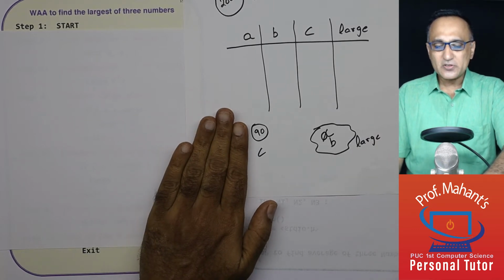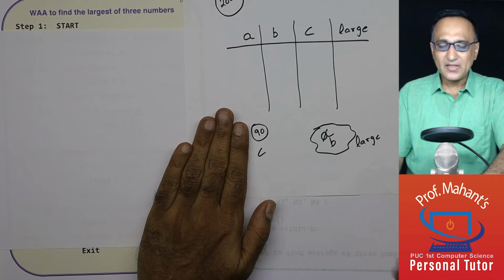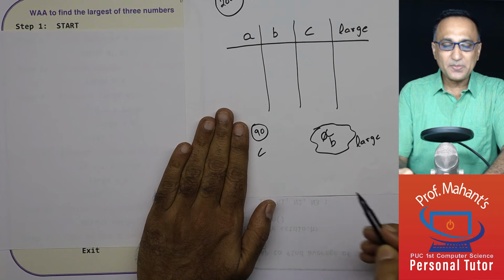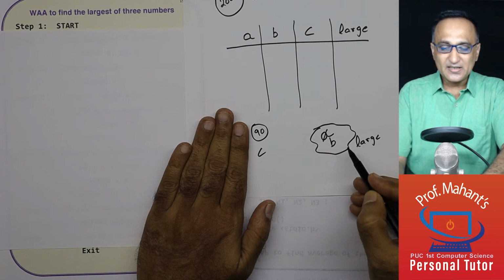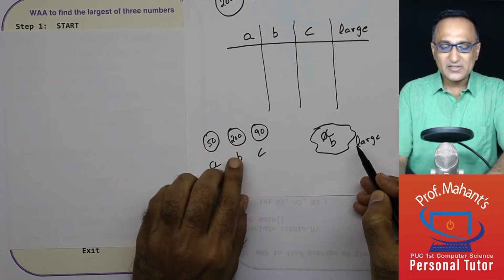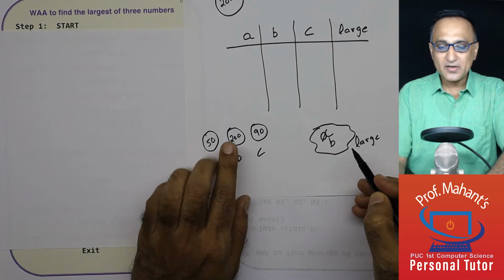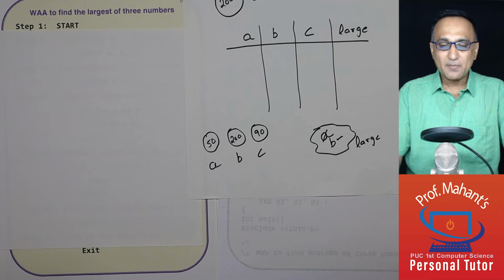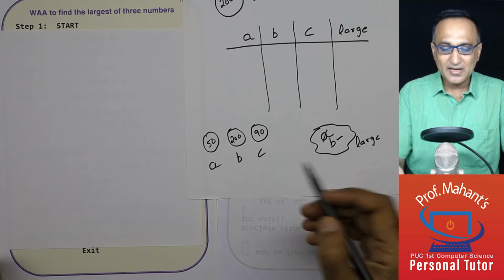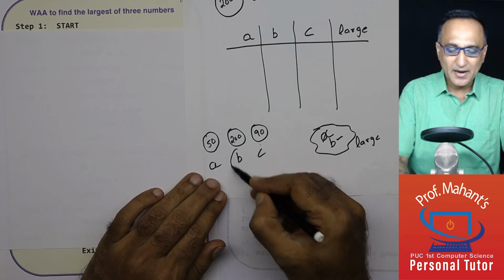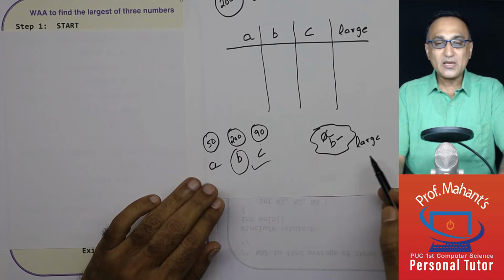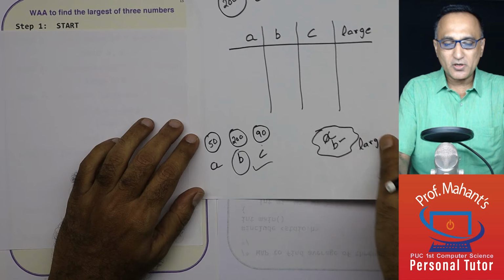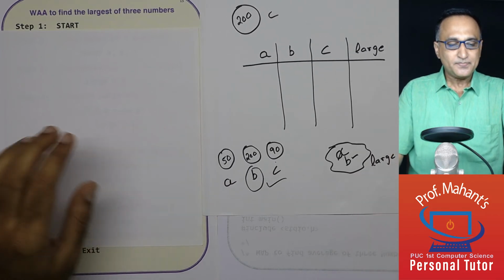Now I have finished processing A and B. Next, I check: is large bigger or is C bigger? Still large is bigger, because large contains 200. So I continue to keep B as the largest. Therefore, the value of the largest number is the value contained by B. So I am going to say B contains the largest value. So let us see how we go about solving this particular problem.